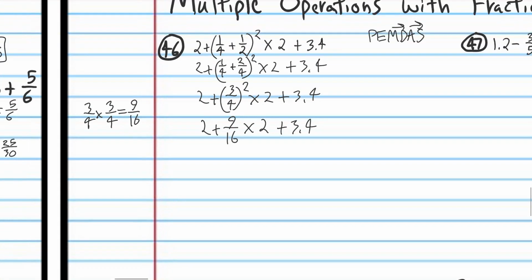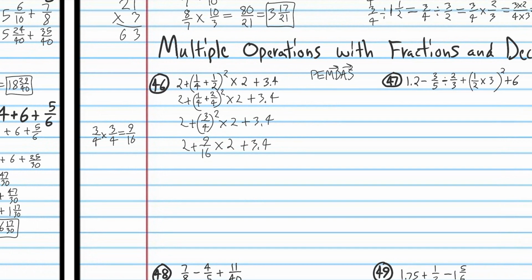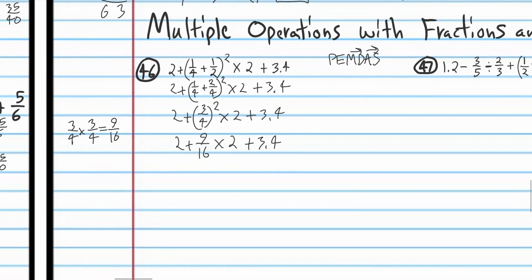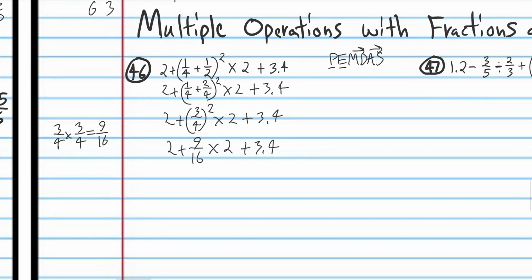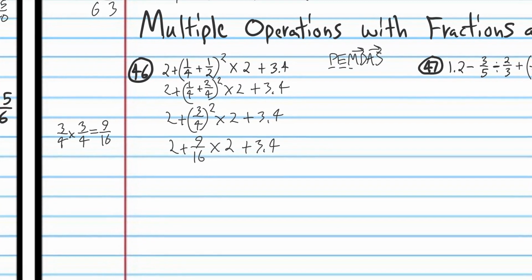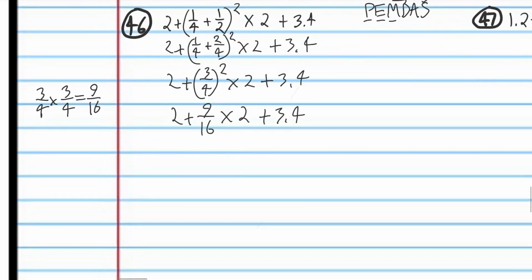So remember, now we did parentheses first, and then we did exponents. I didn't mention that. Parentheses first, then we did exponents. I should go back to my PEMDAS thing here so we know what's going on. Now we have to do multiplication, which is this part. Do not add first. We have to multiply first.